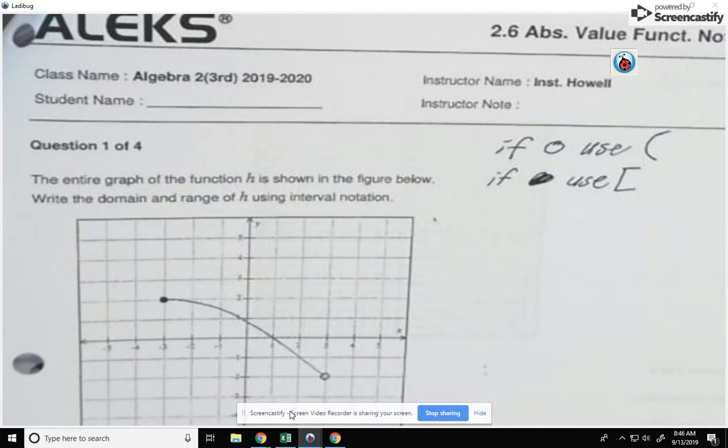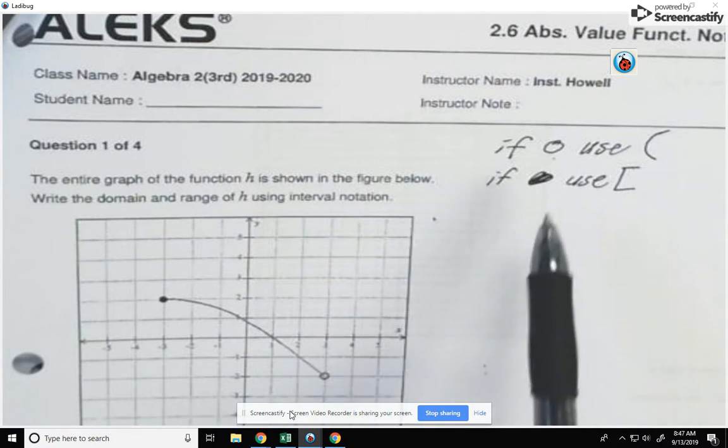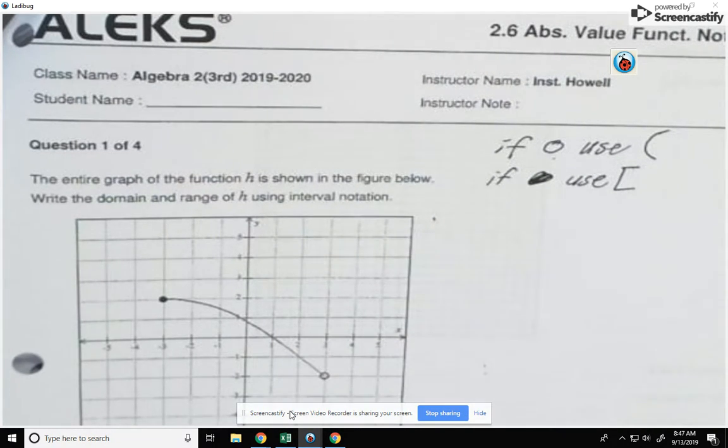This is the notes for 2.6 absolute value functions. Question 1 asks us to write the domain and range in interval notation. To do this, we have to know whether we're going to use a bracket or a parenthesis. If we have an open dot, it's a parenthesis. A closed dot, we use a bracket.